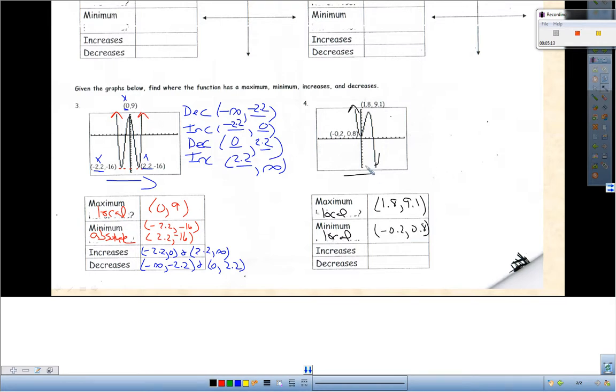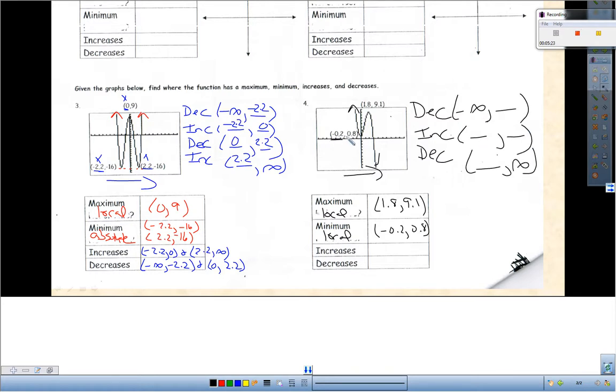Read the graph from left to right. The graph is decreasing, then it's increasing, then it's decreasing again. Always start with negative infinity. Always end with positive infinity. Go in order. Use the x values. So this first blank will be negative 0.2. Copy it. The next blank will be 1.8. Copy it. And so it's increasing from negative 0.2 to 1.8. And then it's decreasing from negative infinity to negative 0.2 and from 1.8 to infinity.